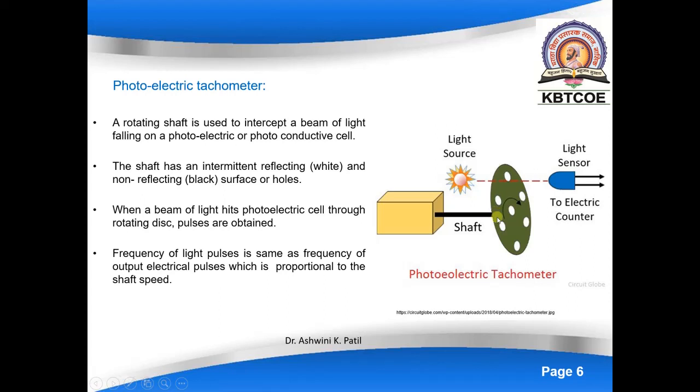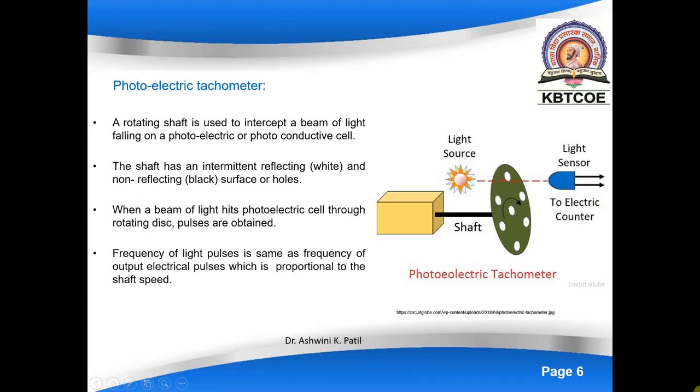So when this shaft rotates, the light, when it comes through this hole or this transparent part, comes in front of this sensor, it indicates, and the pulses are formed as the transparent and opaque parts come in front of, in between, the light source and light sensor, and thus these pulses are measured here by the counter to give the output in terms of rotational speed.